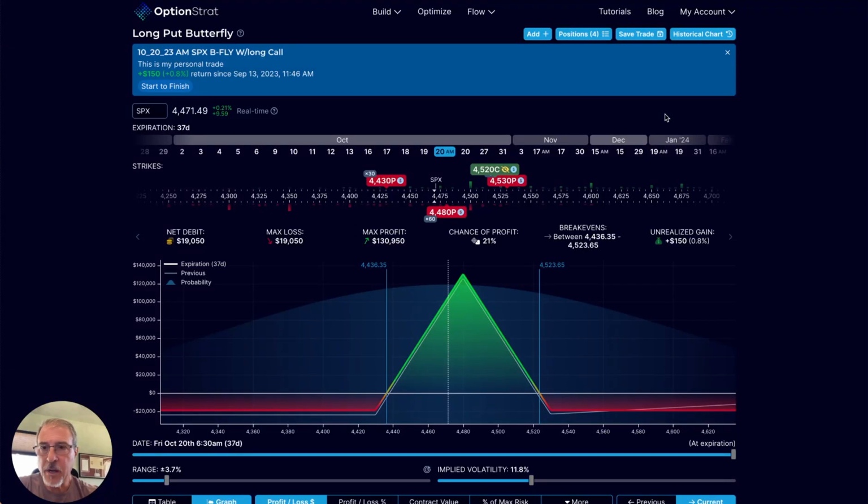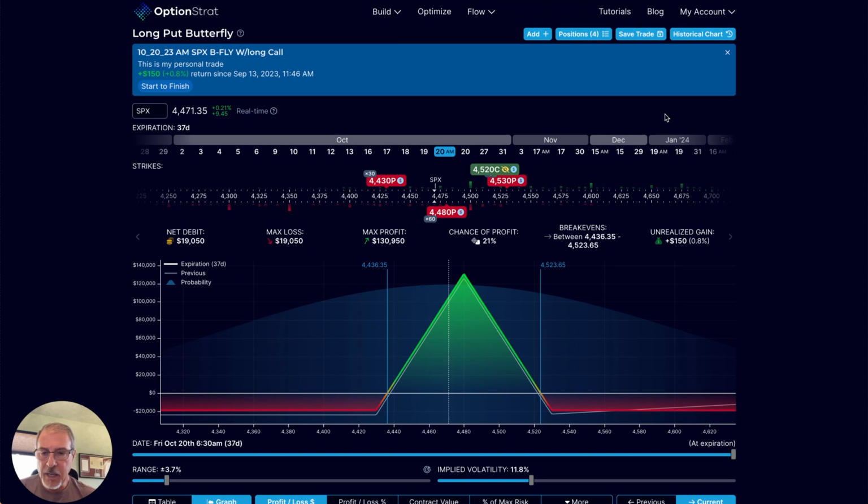Hello, options traders. So I want to share a new trade. This is in the start to finish series. I'm doing something a little different here, and I need to be very, very clear on this. So this is a trade that I do all the time. This is kind of my go-to trade that I trade personally for my income.